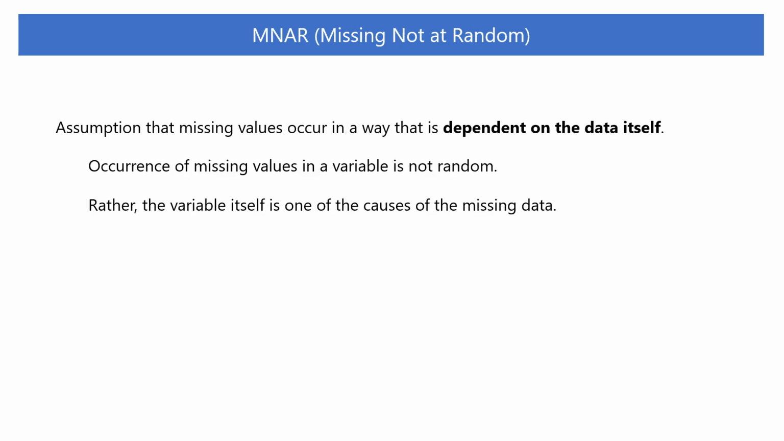MNAR is an abbreviation for missing not at random. MNAR refers to mechanisms where the missing values occur in a way that is dependent on the data itself. In MNAR, the occurrence of missing values in a variable is not random. Rather, the variable itself is one of the causes of the missing data.